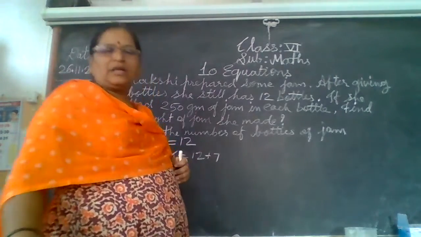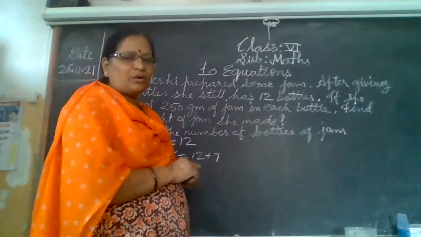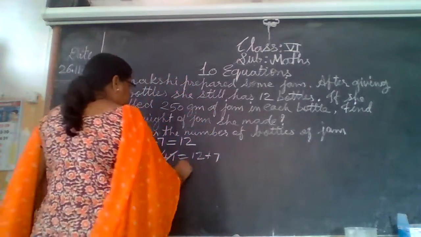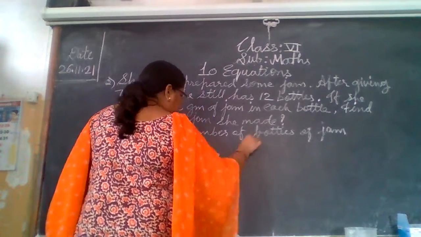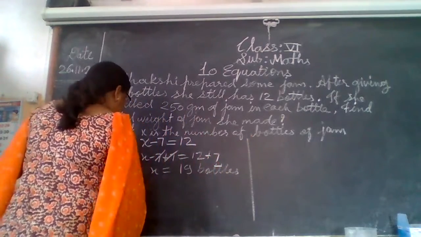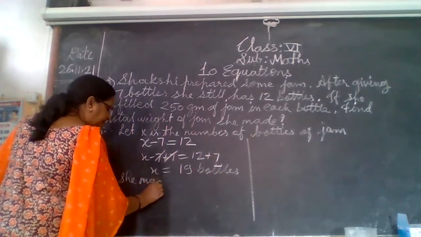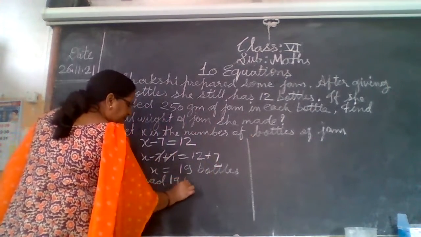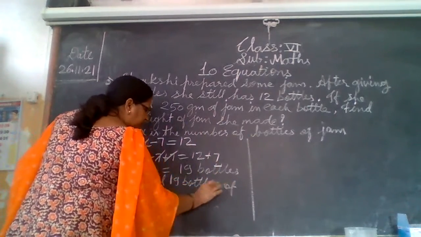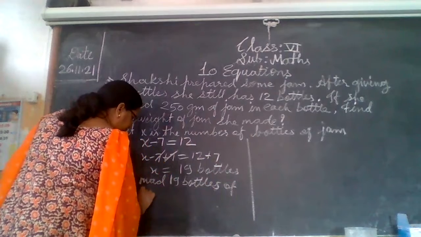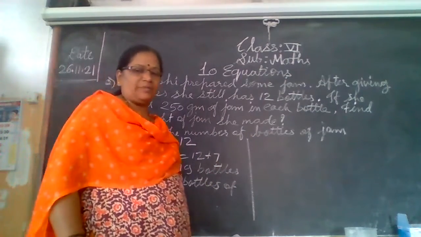So how much is the total number of bottles? Okay, so 12 plus 7, 19 bottles. Got it? So she made 19 bottles of jam.